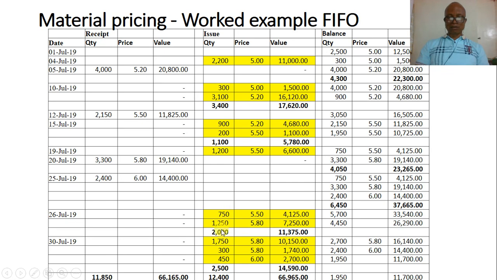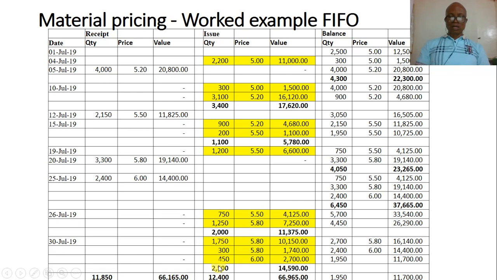Now they issue out 2,000. Now this 750 will come from the oldest stock left, that's 750. Then 1,250 units will be taken out of the next batch of the oldest stock, the earliest stock, that's 3,300. So that's 5 naira 80 kobo, and that's what we have. Then you have the total that came in, and this value that came in, and then you have this value at the end of the day.